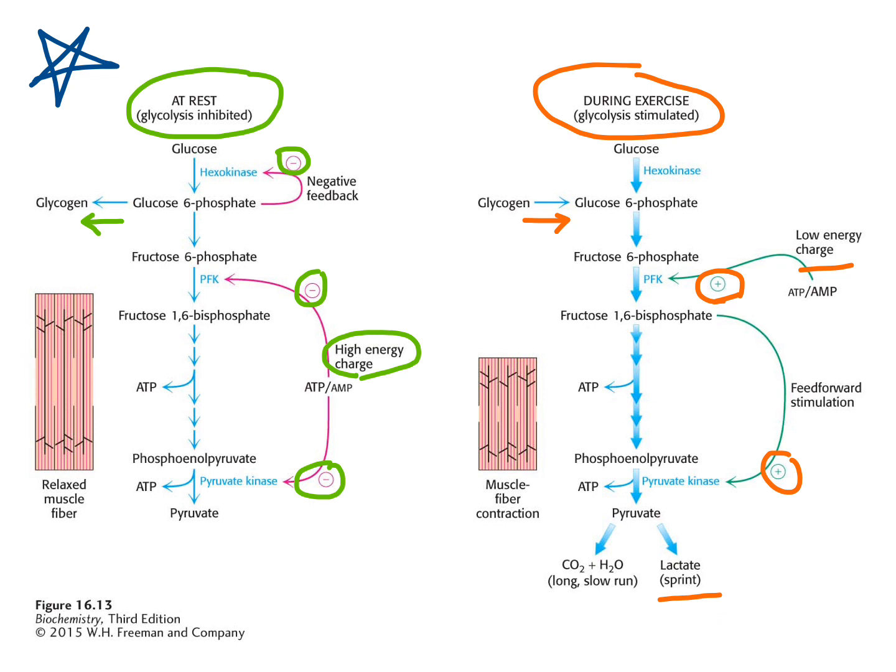If you sprint, you need energy quickly. You don't have enough oxygen, and pyruvate goes to fermentation, producing lactate, and that's what makes your muscle sore. And if it's a long, slow run, the pyruvate will be oxidized thoroughly to carbon dioxide and water.